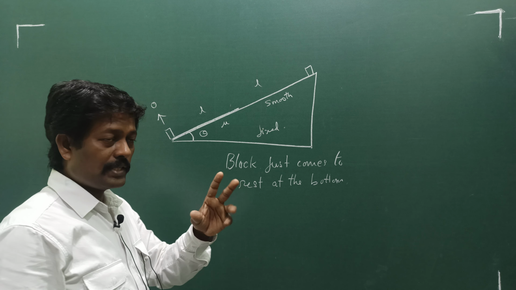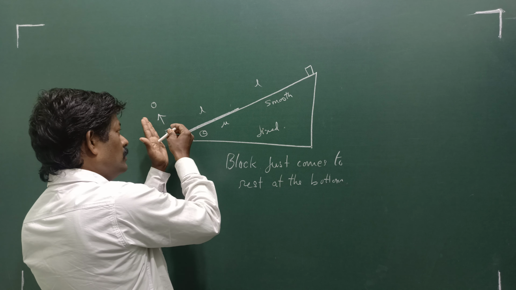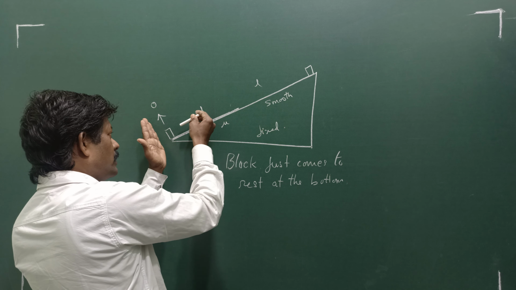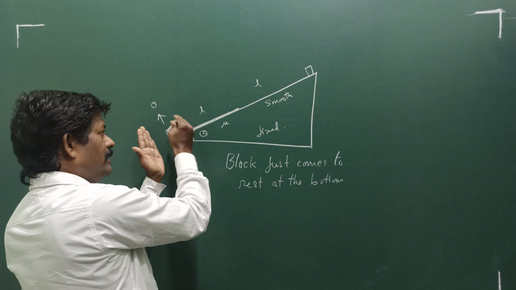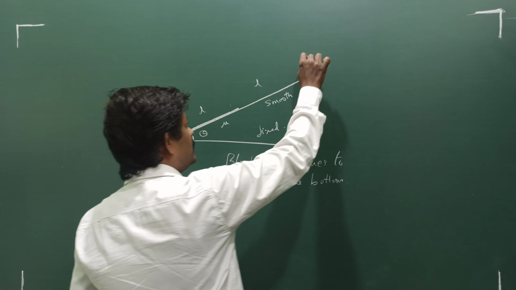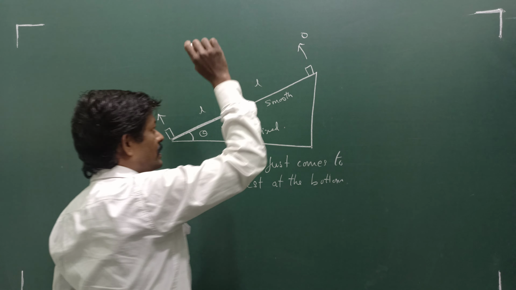So there are two cases, no? The block can hit down or it has just come to rest on its own. That means the final velocity is 0. Initially it is starting from 0 velocity.